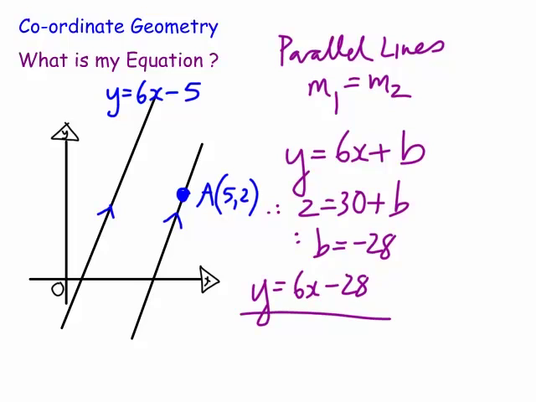This is the line here, y equals 6x minus 28. It's going through A. That wasn't too bad. Let's look at the next case.